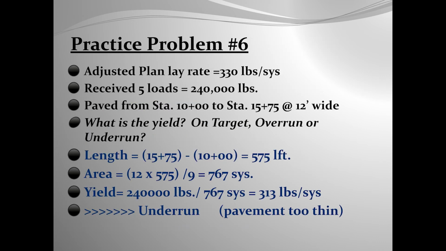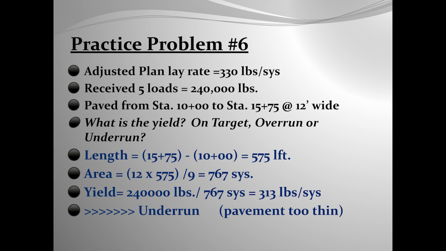I think this is our last practice problem to walk through. So your planned lay rate is 330 pounds per square yard. You get 5 loads throughout the day, 240,000 pounds. This tells you what your stationing was, 12 feet wide. And we're going to do what we did in the last problem. We're going to determine our yield, see if it was on target, overrun, or underrun.